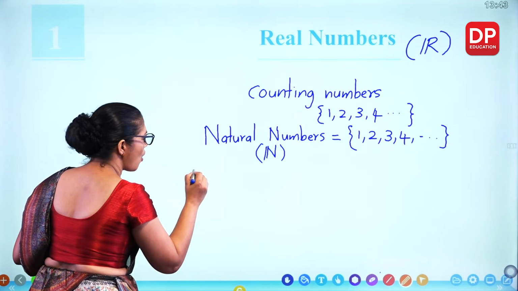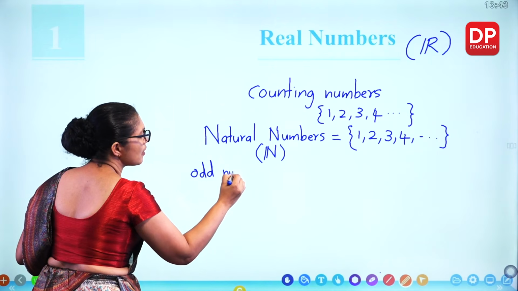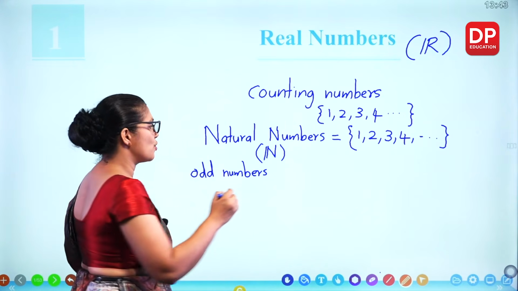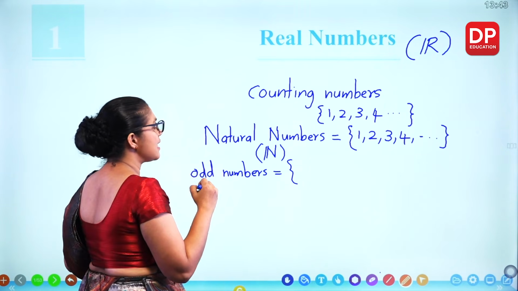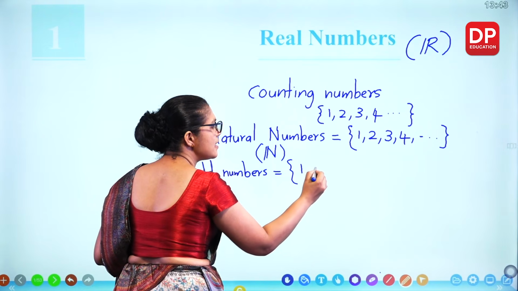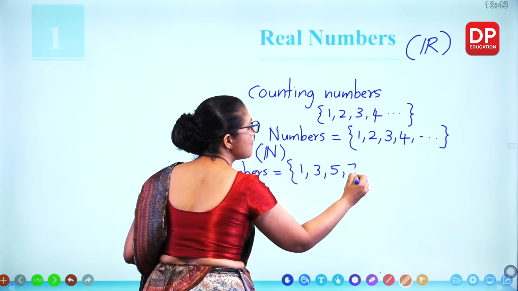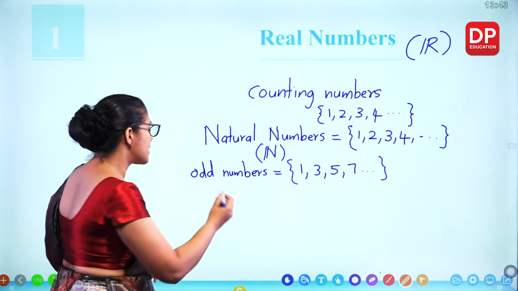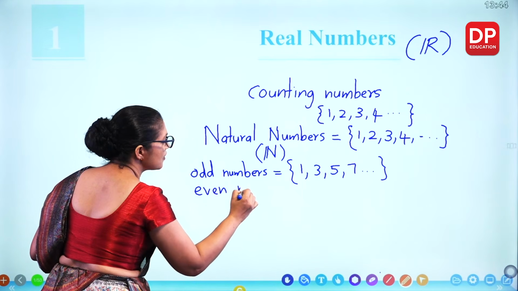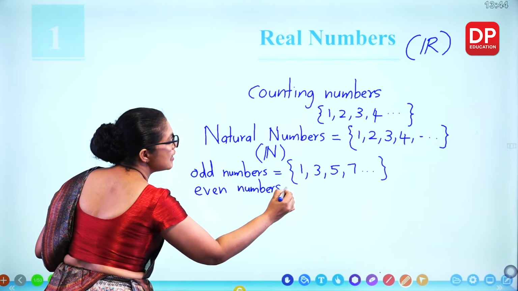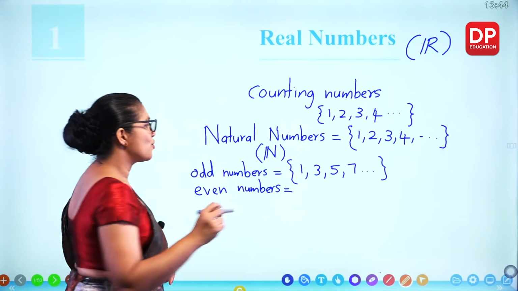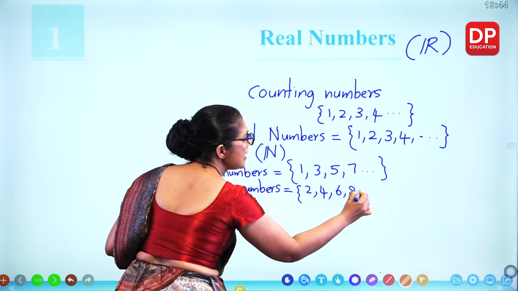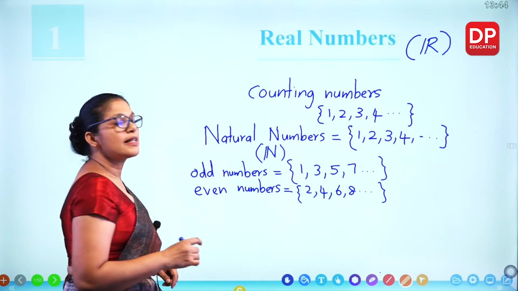We know about odd numbers. What are odd numbers? The numbers that are not divisible by 2. If you want to write down the set of odd numbers, we can start from 1, 3, 5, 7 and it continues. Then what about even numbers? Even means numbers that are divisible by 2. You can write 2, 4, 6, 8 and it continues.